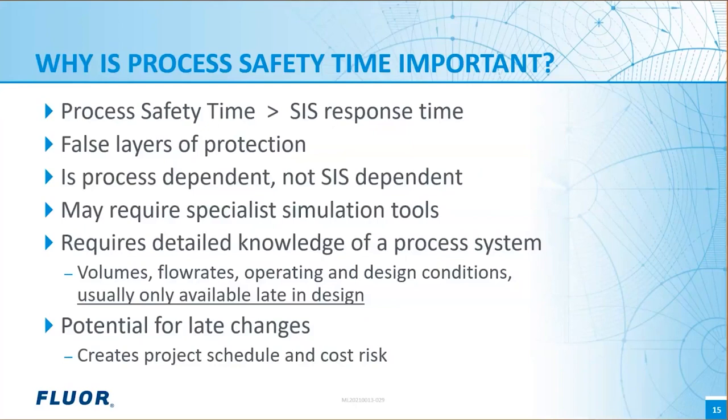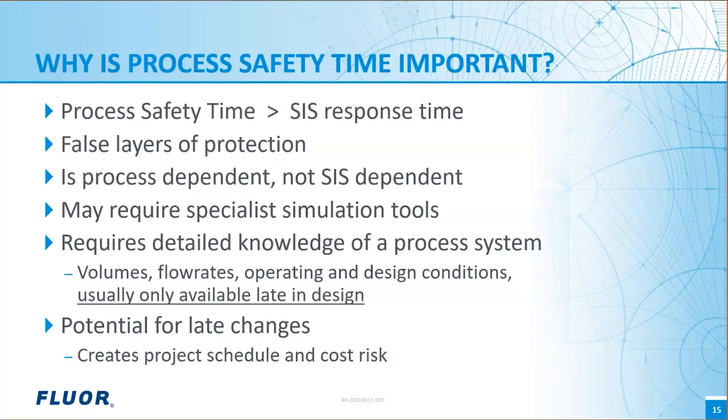The other problems are that to do these calculations, we need detailed information about the process, so about the physical dimensions of piping and equipment and its flow rates and so on. And that information only tends to be available late in design. And we may find that we need specialist simulation tools or specialist knowledge to do these calculations. So Fluor is quite lucky in that we have a knowledge online system, which is a platform we use for contacting subject matter experts or finding specialist knowledge. But the fundamental issue is that we only have the information needed to do these calculations relatively late in design, and therefore it creates schedule and cost risk on projects.